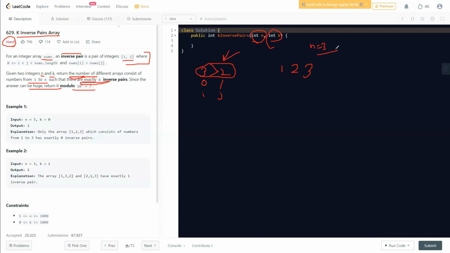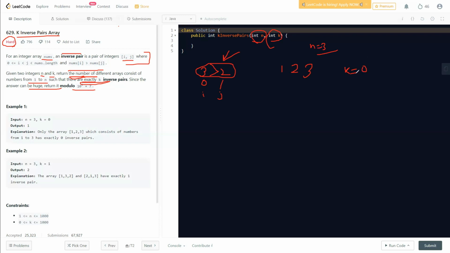Now what can happen? If our k is 0, then what is the answer? We need to return the number of different arrays consisting of numbers 1 to n such that they have exactly k inverse pairs.